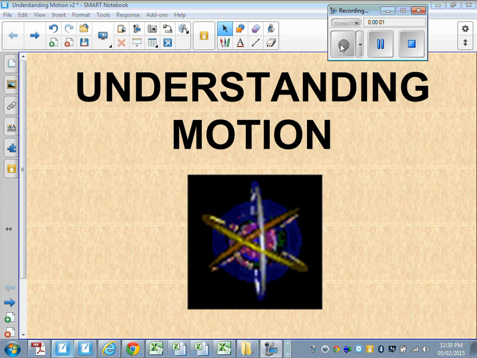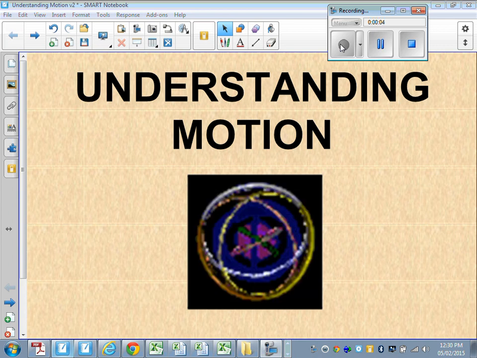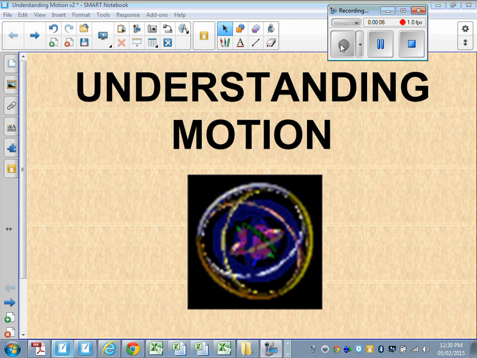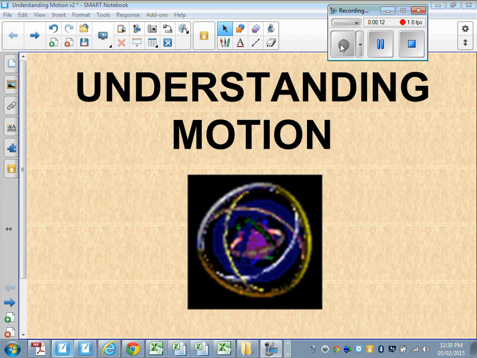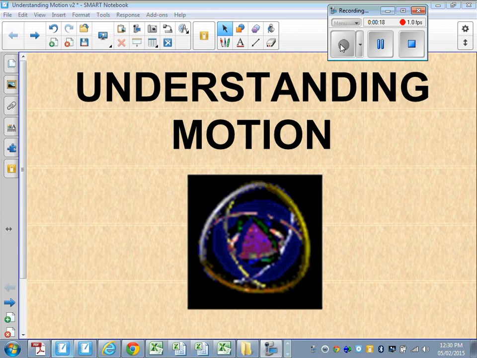So welcome students. Today's lesson is going to be about motion. It is the very first part of the Physics 11 course. It is a unit called kinematics, and it's all to do with how things move, be it cheetahs, ballet dancers, cars, buses. How do those things actually move?